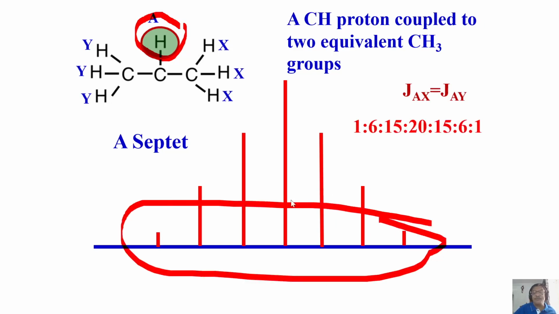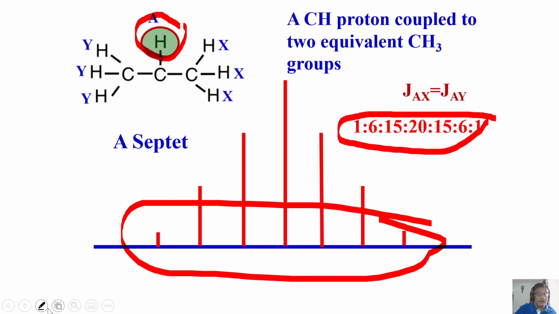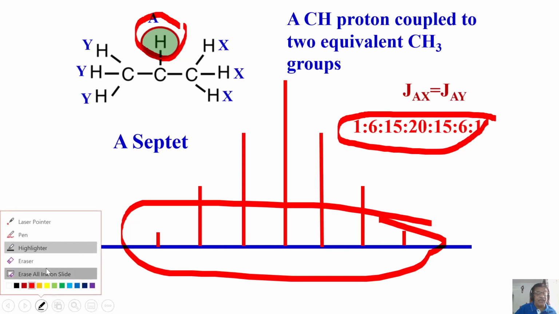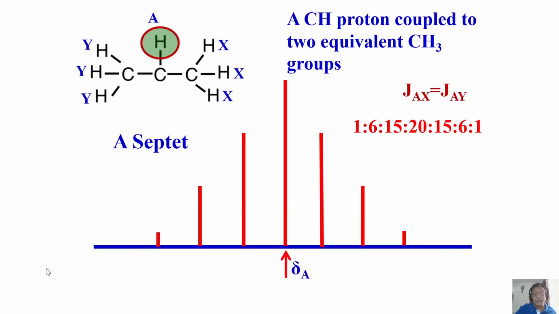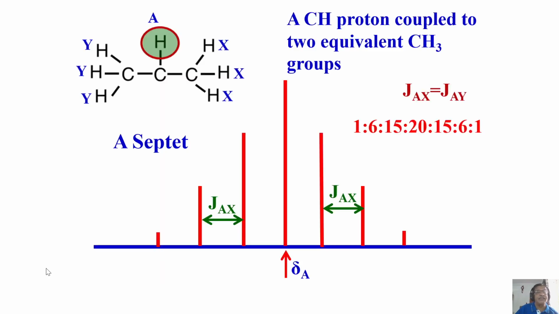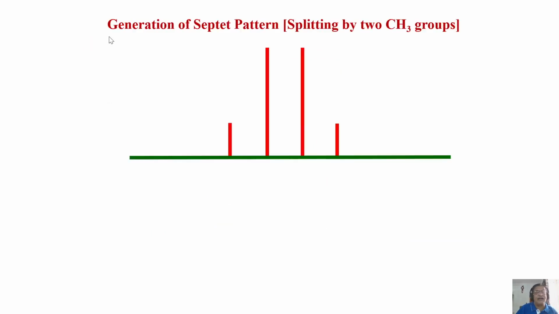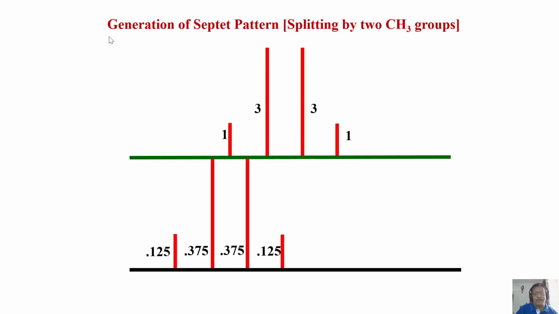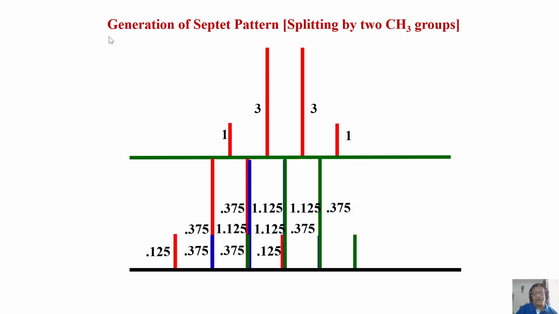What is the intensity of this? 1, 6, 15, 20, 15, 6, 1. We can work out this septet also in an easy way. How do you generate a septet? Now we have two CH3s. This proton splits into a quartet, and each line of the quartet splits into another quartet. So now it's the first quartet, and each line will split into one quartet here, another quartet here, another quartet. I have given different colors and written the intensity.